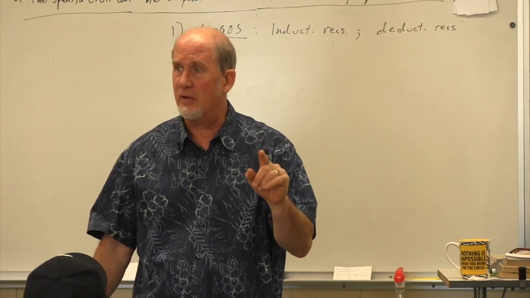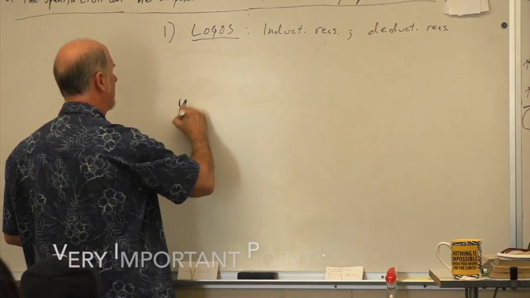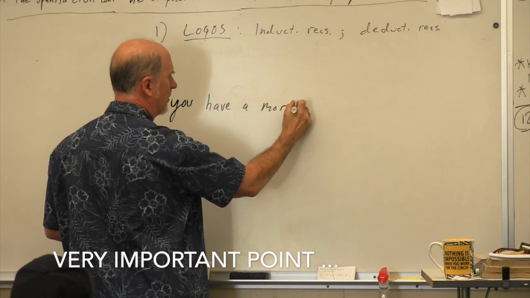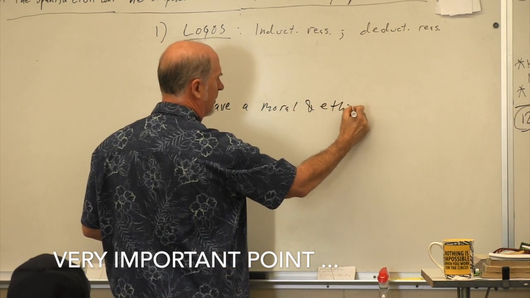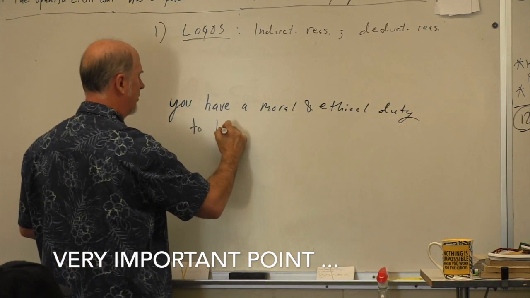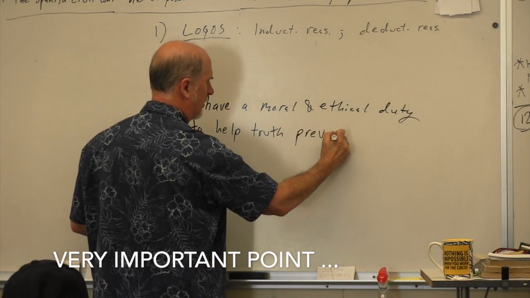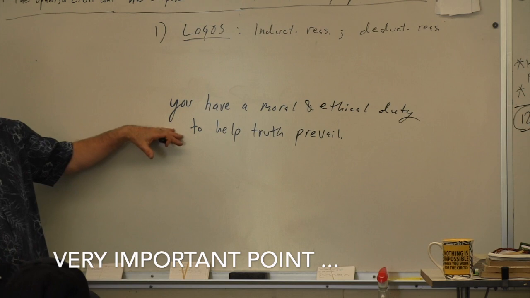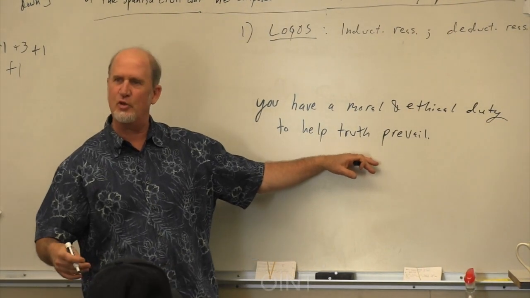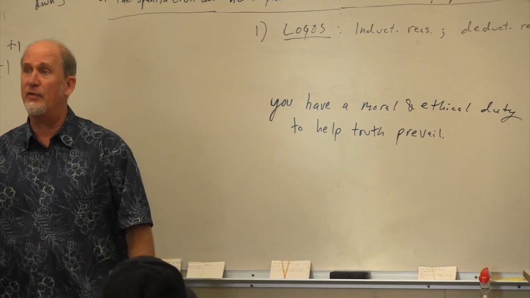I want you to write it down. I'll write it down with you. So you have to keep arguing because you have a moral and ethical duty to help the truth prevail. I like prevail, but basically it just means to help the truth win. You have a moral and ethical duty to fight for right.